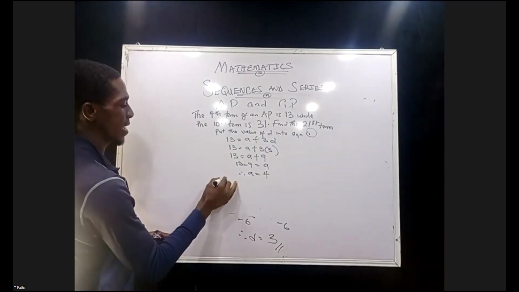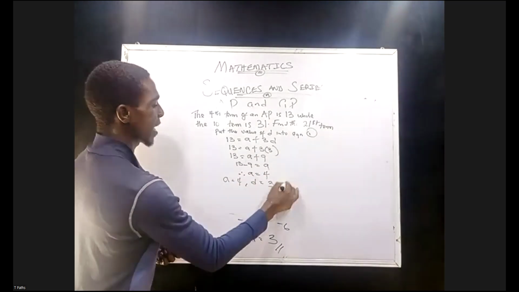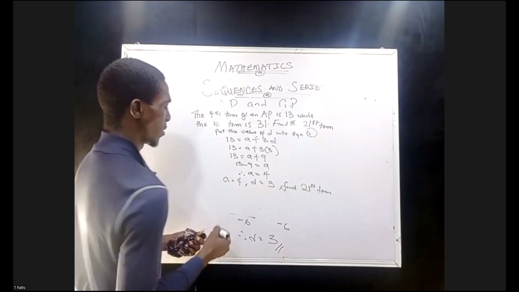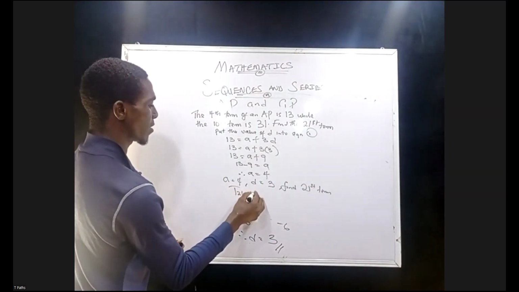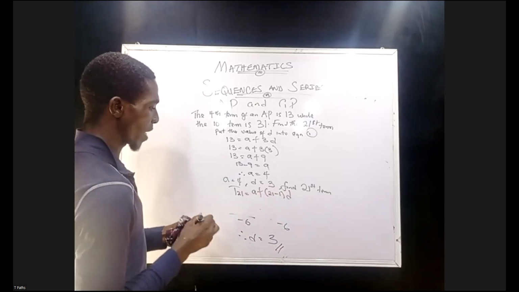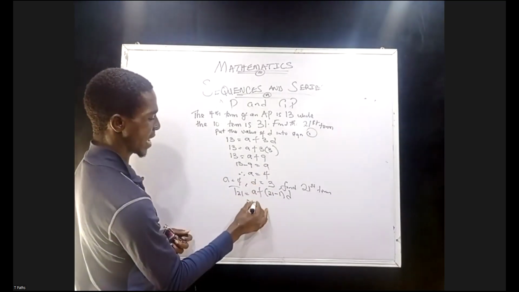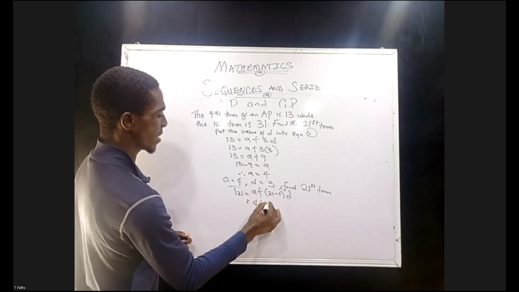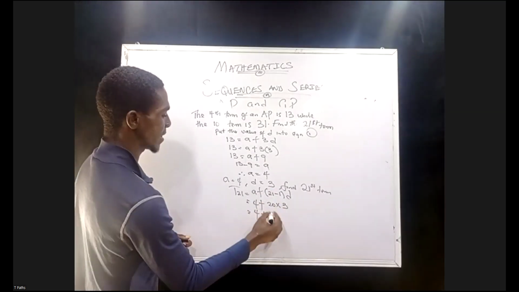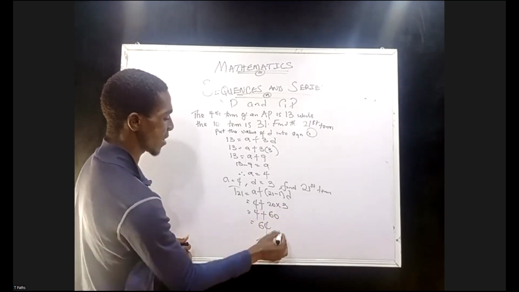Now, A equals 4, d equals 3. Find the 21st term. We use the 21st term equals A plus (21 minus 1)d. So we can now substitute the values of the unknowns in this expression. This becomes 4 plus 20 times 3. 20 times 3 is 60. Then 4 plus 60 is 64, which is our final answer.